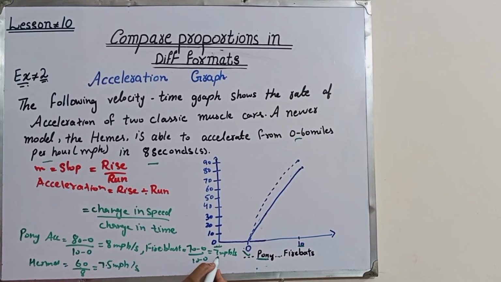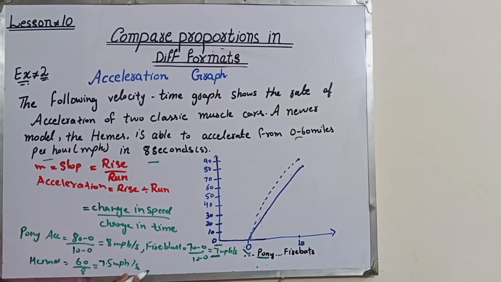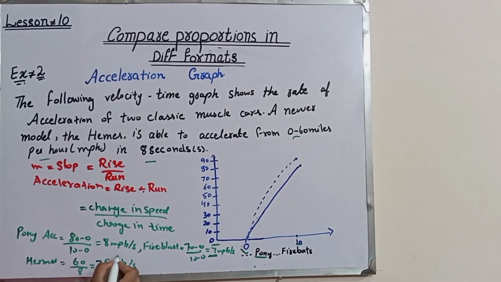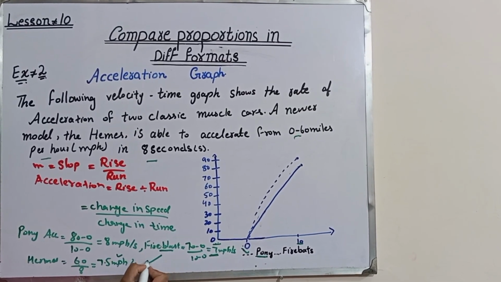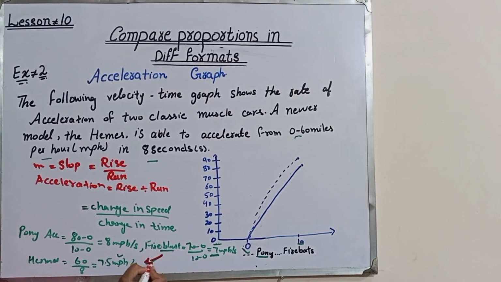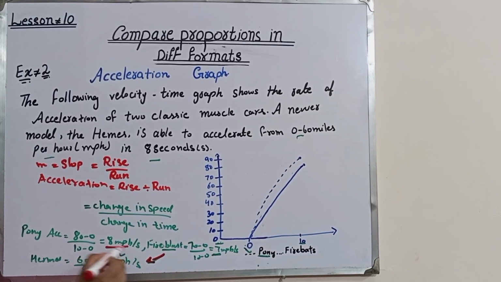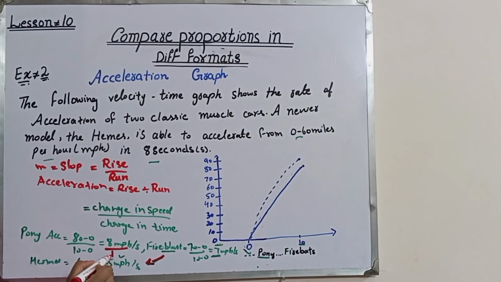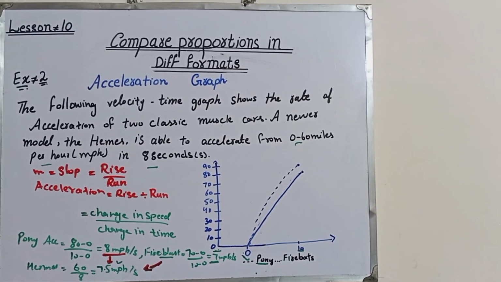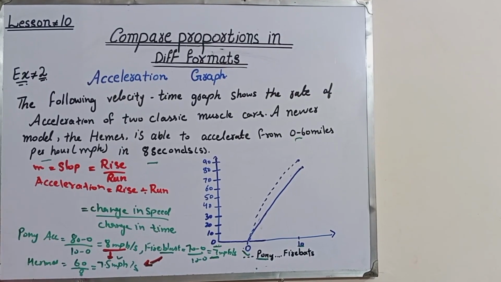Just like this, the Hummus's speed is greater than Fireblast, because it's greater than 7, but its speed is less than Pony because Pony is 8 and Hummus will be less than Pony. Now I will explain what the rise and the run are.